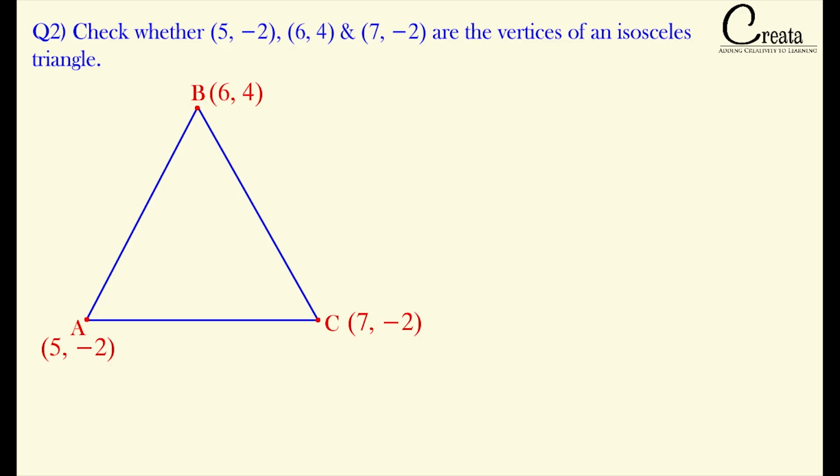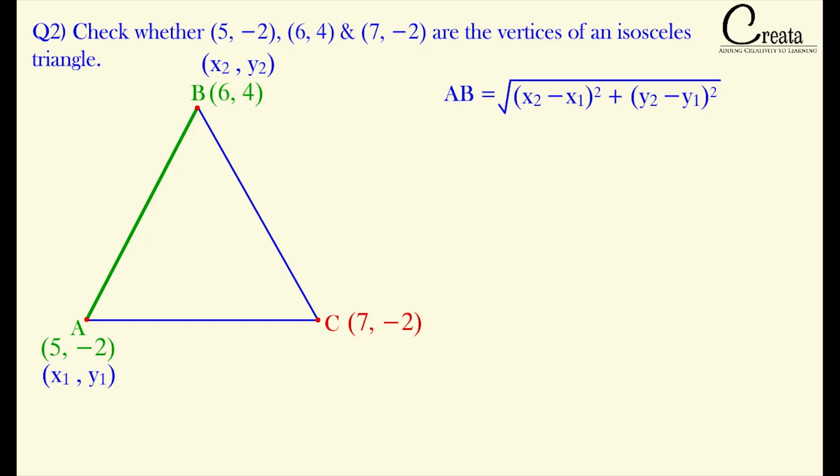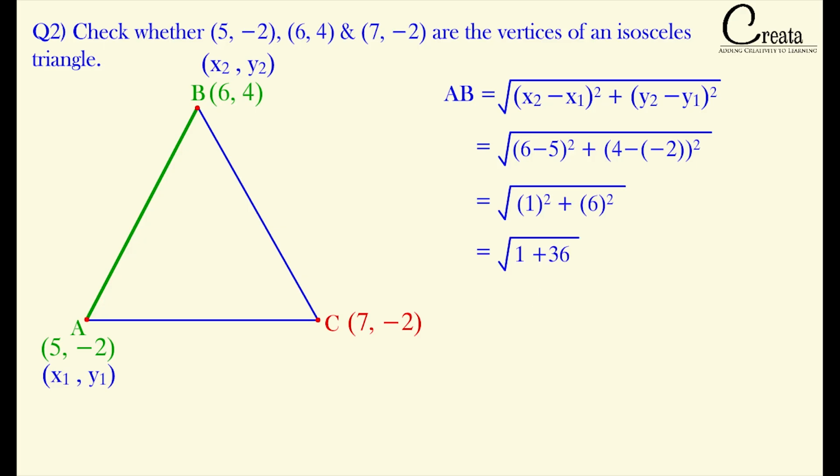Firstly, let's find the side AB. The coordinate of A is 5 comma minus 2 and the coordinate of B is 6 comma 4. We know x1 y1 and x2 y2. Let's use the distance formula to calculate the distance of AB. On putting the value and solving, we got AB as root of 37. Okay, we have directly applied the distance formula. We got one side of this triangle.